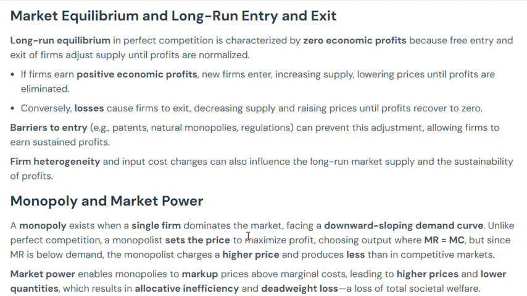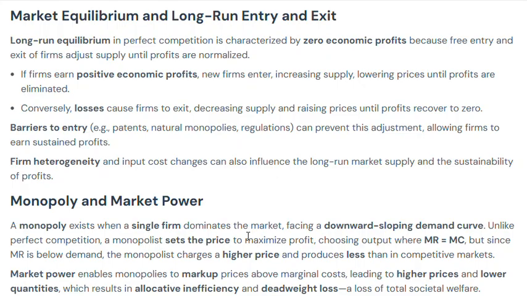Market equilibrium and long-run entry and exit. The long-run equilibrium in perfect competition is characterized by zero economic profits because free entry and exit of firms adjust supply until profits are normalized. If firms earn positive economic profits, new firms enter, increasing supply, lowering price until profits are eliminated.